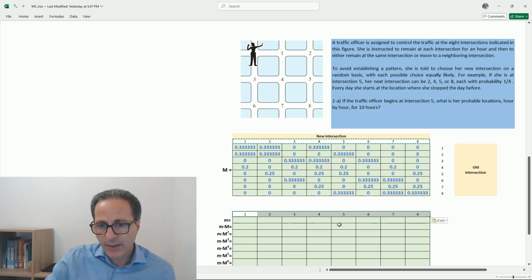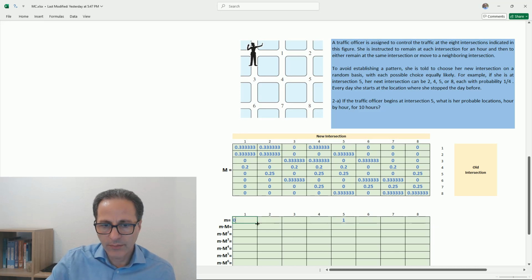So at state 5, the initial state is 1, and the rest are zeros. Or I could put zeros everywhere and only a 1 here. That's it. So this is the initial state. After one step, I'm going to multiply the initial state by the matrix.